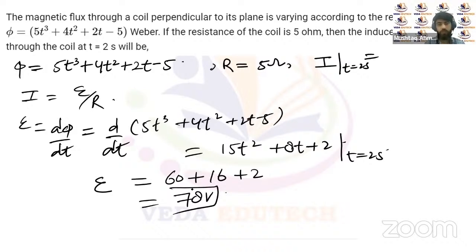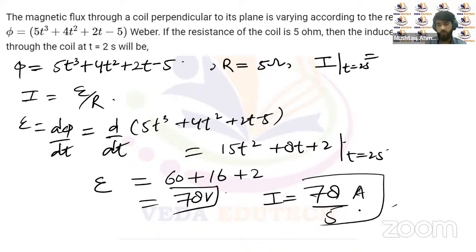So at this instant, what will be the current? The current will be 78 upon the resistance, that's equal to 5. So this much of the current will be flowing through the coil. Now talking about the total charge flow.